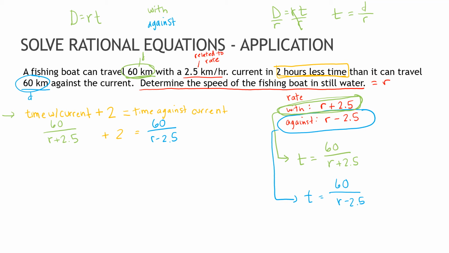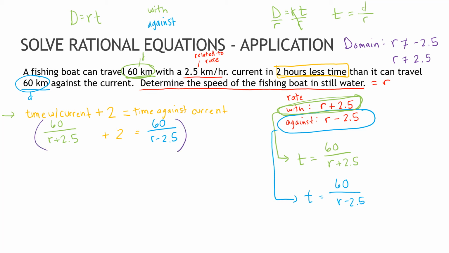So quickly, let's chat about the domain. How would I restrict it? Well, I don't want R plus 2.5 to be equal to 0, so R cannot be negative 2.5. And it can't be anyway, because it's a rate. And then R minus 2.5 can't be 0, so R cannot be positive 2.5, or really anything negative. So let's solve. To solve this, remember I'm looking for the least common denominator. I'm going to multiply everything by that. So I'm going to show a little less work this time.